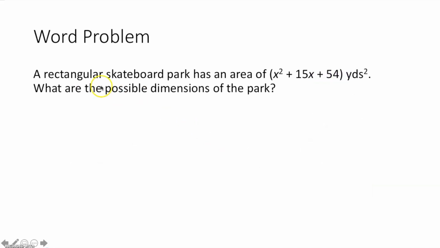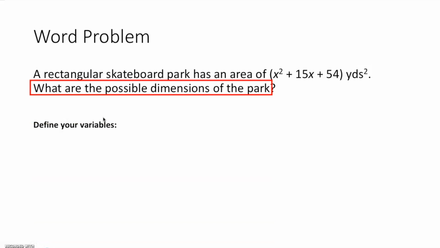Now our word problem says a rectangular skateboard park has an area of x squared plus 15x plus 54 yards squared. What are the possible dimensions of the park? So step 1 in the word problem, we're not scared, we can do this. Step 2, what are our variables? We're going to define them. What is the question asking? It's asking what are the dimensions of the park?